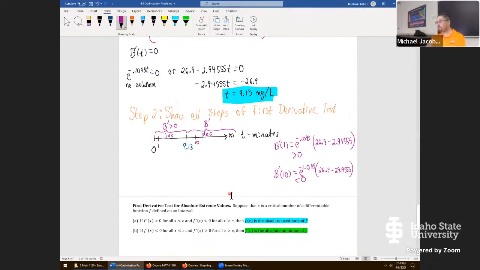So now we've got the first derivative test pretty much all worked out. We just need to state our conclusion, and that's step 3. Any questions, folks, with the analysis here on the number line?